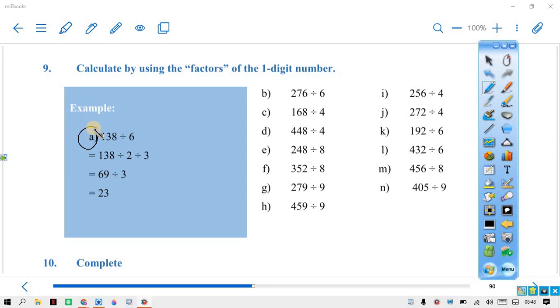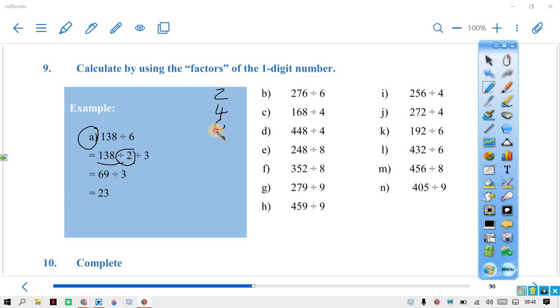So with the 6 we use 2 and 3. That means you're going to take this number, first divide it by 2, and then divide it by 3. Now you apply your same rules of division. What did we learn yesterday? Your first step to division is to write your times tables. So we're writing the times tables of our 2. Let's write that down.